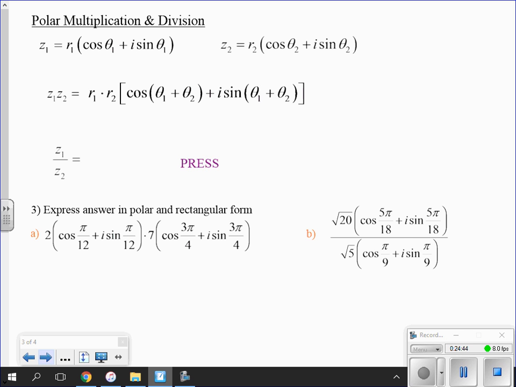Not a big deal, right? So division would be: divide the r's out in front and subtract the angles. Now, why would you want to do this? Because remember, these are actually not polar coordinates per se. They are polar form of imaginary numbers, complex numbers. This is a way of multiplying and dividing complex values. It works the same way. You get a single complex number for an answer.